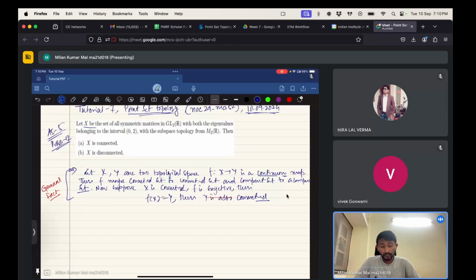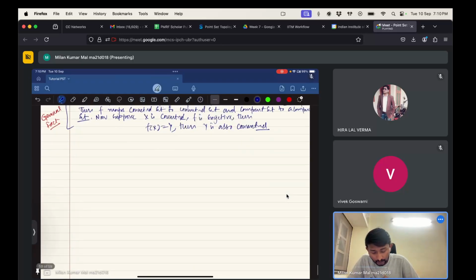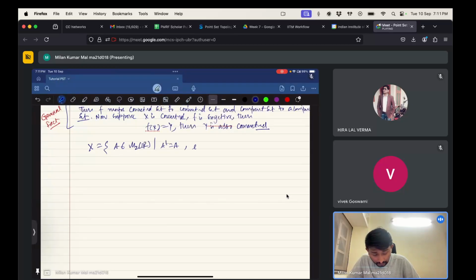So let X be the set of all symmetric matrices in GL2R with both the eigenvalues belonging to the interval 0 to 2. For this, the idea is that we will construct something. Let's first take this set as X: all those symmetric matrices in M2R such that A transpose equals A, and the eigenvalues of A belong to the interval 0 to 2.